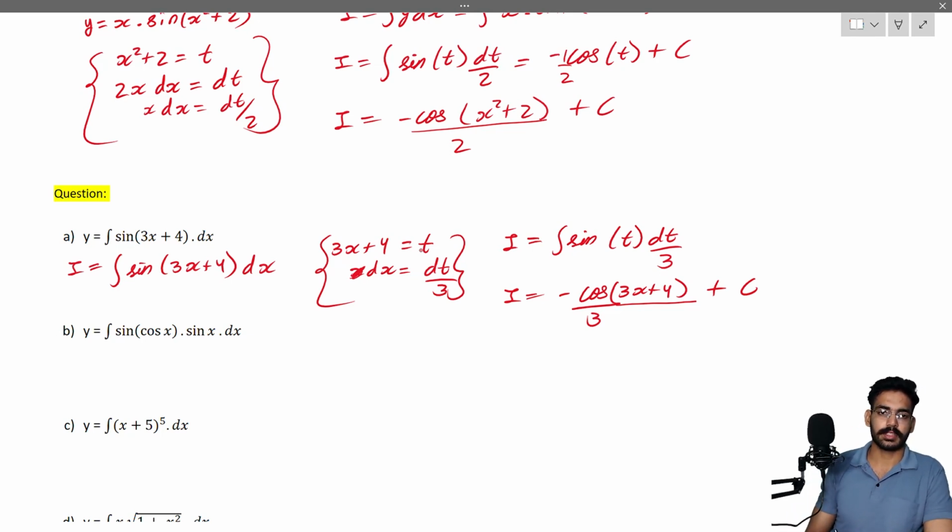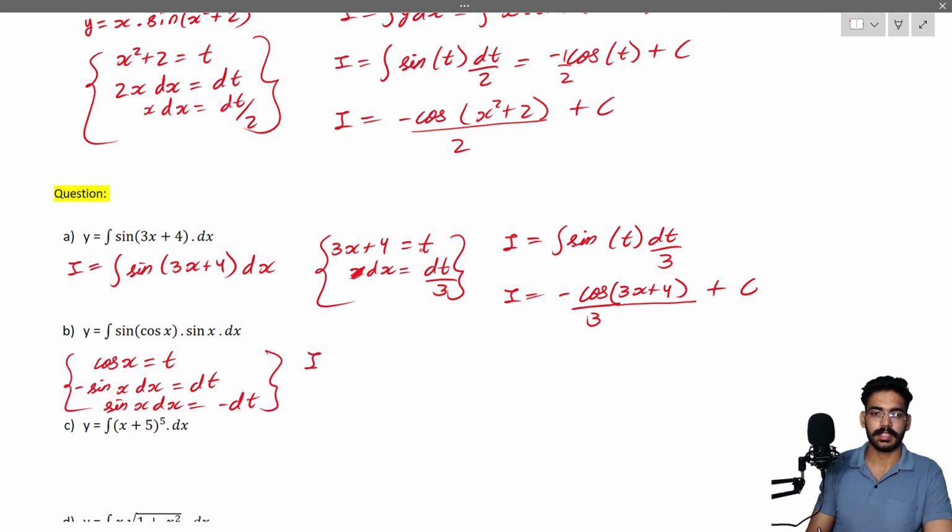Here also you can do it. What I see here is the outer function is sine and the inside function is cos x, and the differentiation of cos x is available outside. The minus sign, minus 1, are factors we can adjust. So what is my substitution? I will substitute cos x as t. Let's differentiate this: minus sin x dx is equal to dt, right? So sin x dx is minus dt. This is your substitution.